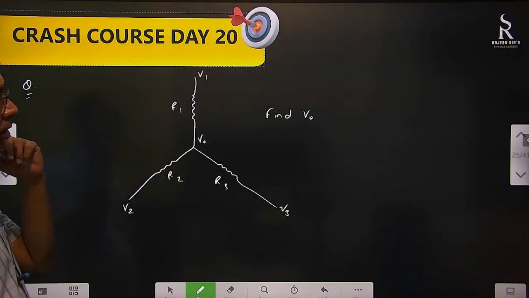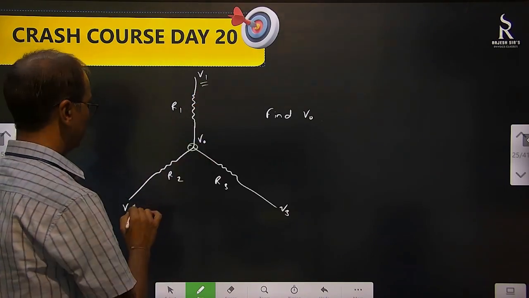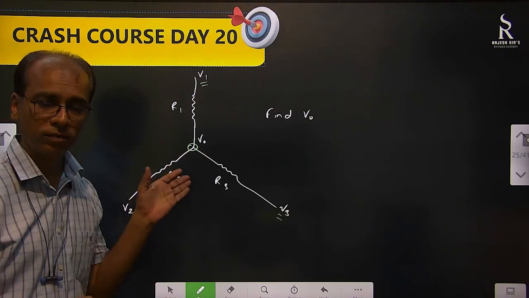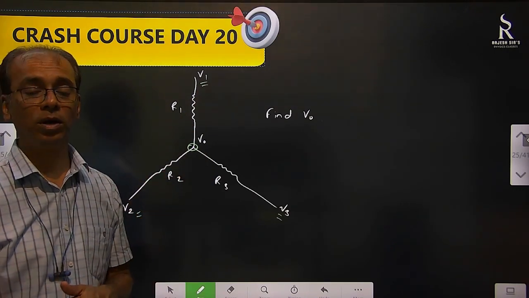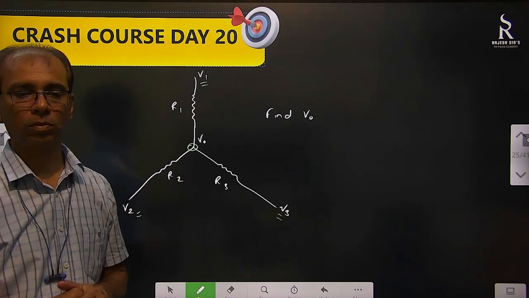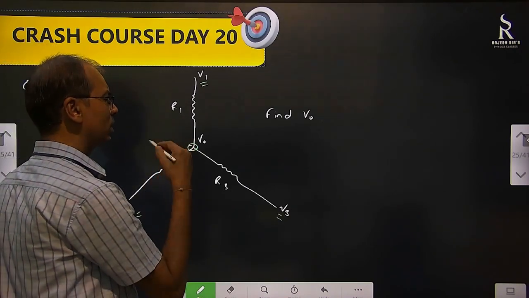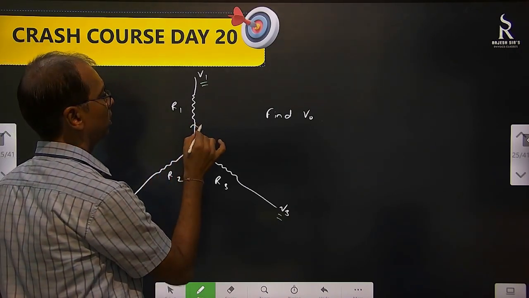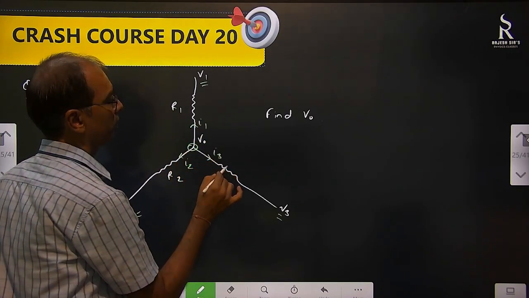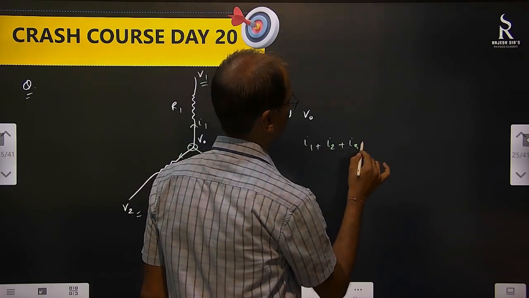It says find V naught. V naught means this. Here potential is given V1, here potential is V2, here potential is V3. We have to find V naught. So this is a junction, right? V naught is a junction. The sum of all the currents here should be equal to 0. We are taking all the currents outward. This is I1, this is I2, this is I3. So we are saying I1 plus I2 plus I3 equal to 0.